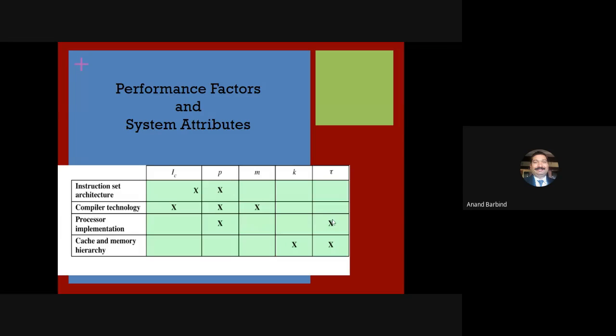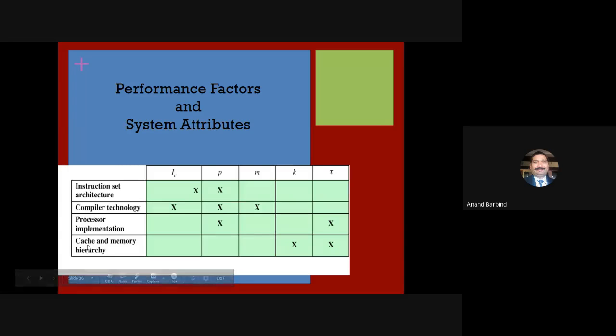Parameter tau is the clock frequency. So if the implementation of that particular processor supports high frequencies, that means tau in that case will be very low. So it depends on the processor implementation. The time required for each operation is also affected because of the implementation of that particular processor.